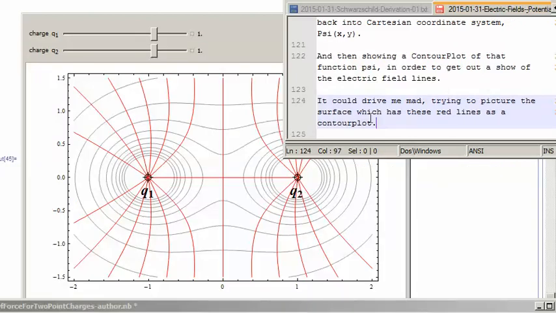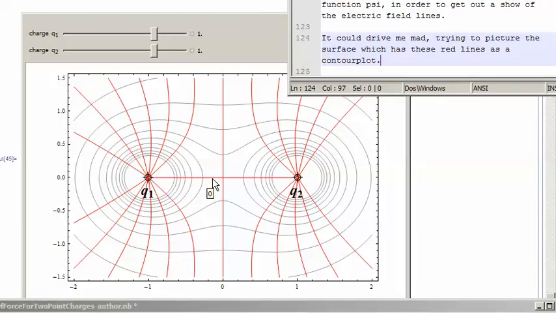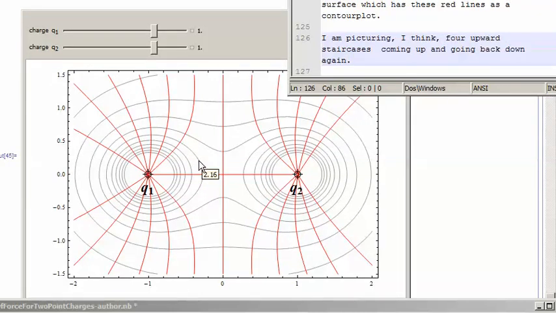Now, it could drive me mad trying to picture a surface which has these red lines as a contour plot. I am picturing, I think, 4 upward staircases going upward to this, coming back down to here, going up to here, leveling off, and coming back down to here.